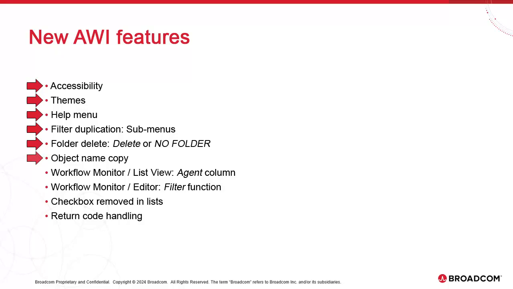We're now able to copy the name of objects for pasting to other systems like Notepad. The workflow monitor, specifically the list view, now has an agent column, which is useful when supervising the execution of cross-agent workflows. We have the ability to filter on text elements in the workflow monitor and workflow editor interfaces. This is particularly useful when we're looking for a specific job in a large workflow.